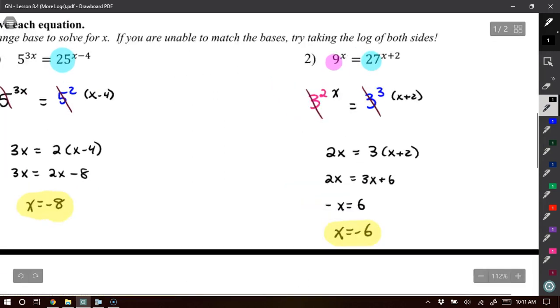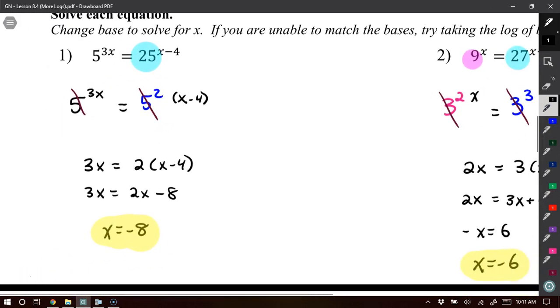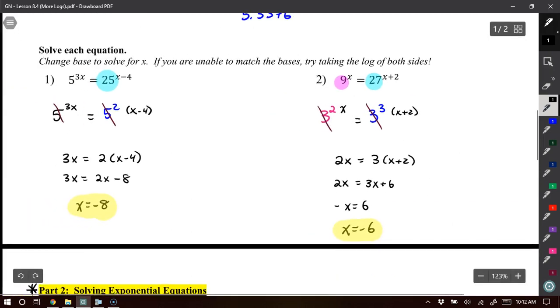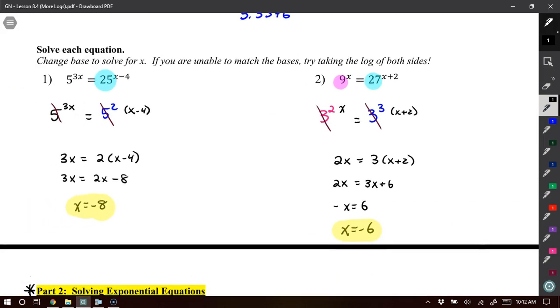I could change 25 into 5 squared without changing the value at all. And it allowed us to solve and get the value for x. And the same thing, 9 and 27, I could create a common base of 3. And I could change 9 into 3 squared and 27 into 3 cubed. And by creating that common base, we would be able to solve.